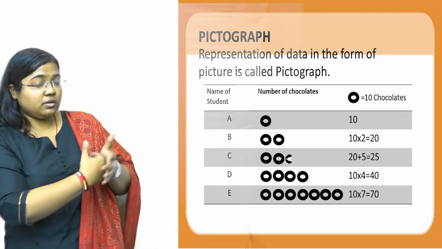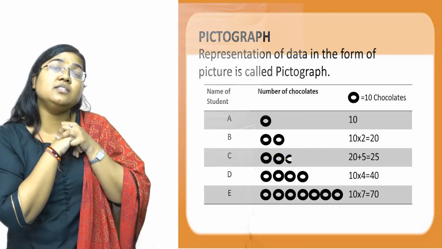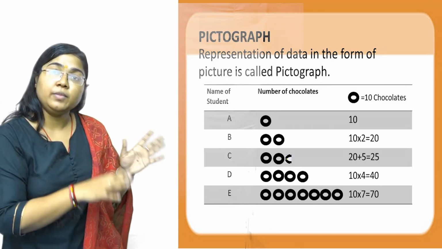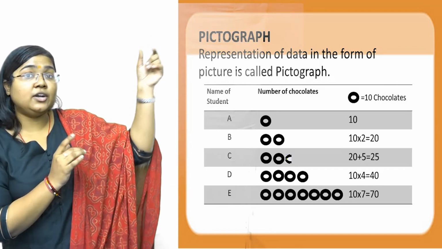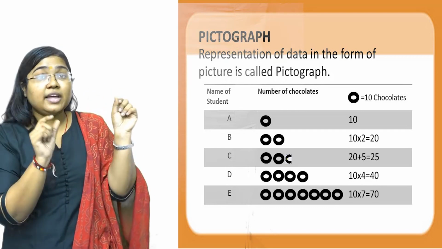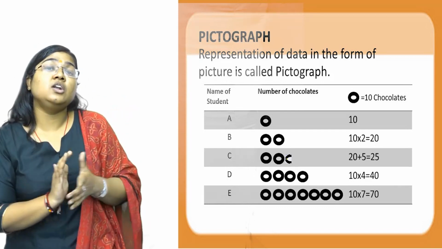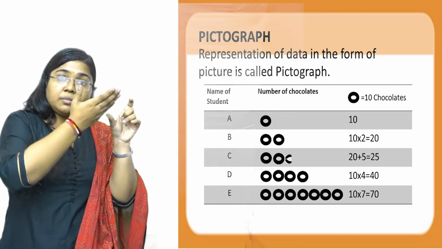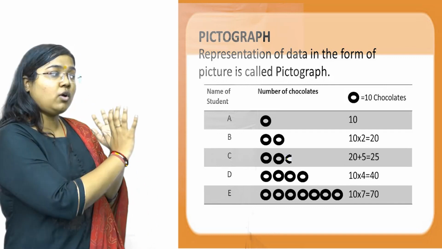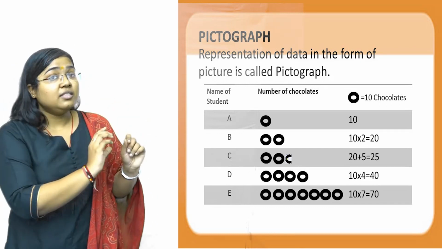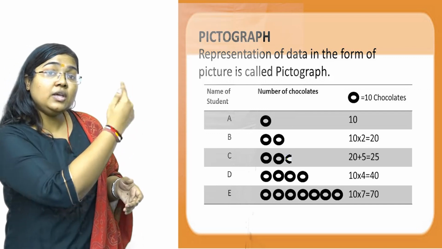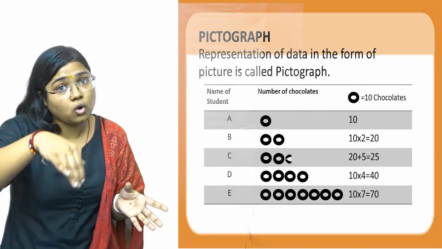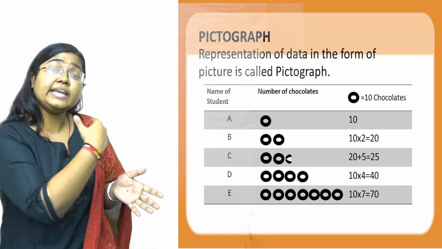Suppose there are 5 students. I have represented the students with the letters A, B, C, D and E. And you can see at the top right corner, I have noted that one circle represents 10 chocolates. This is your unit system. Now you can see from the pictograph that in front of student A, there is only one circle. One circle means 10 chocolates. Student A has 10 chocolates.